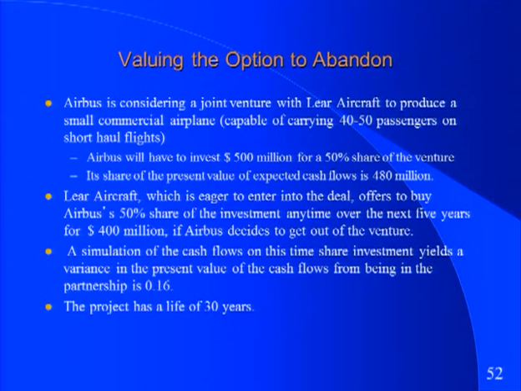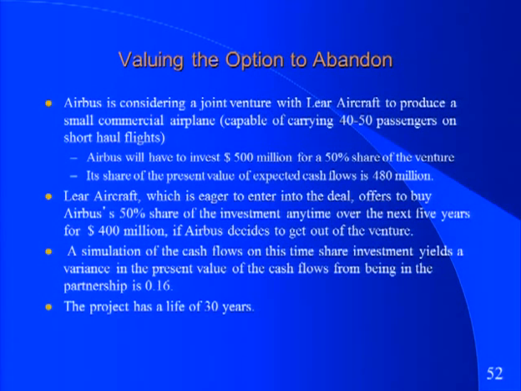Let's say that I do a simulation of that $480 million cash flows, and the variance in the present value of the cash flows I get is 0.16. So I do a Monte Carlo simulation. $480 million is my expected value. The variance is 0.16. And the project has a life of 30 years. I gave you the option to walk away anytime over the next 5 years, right?